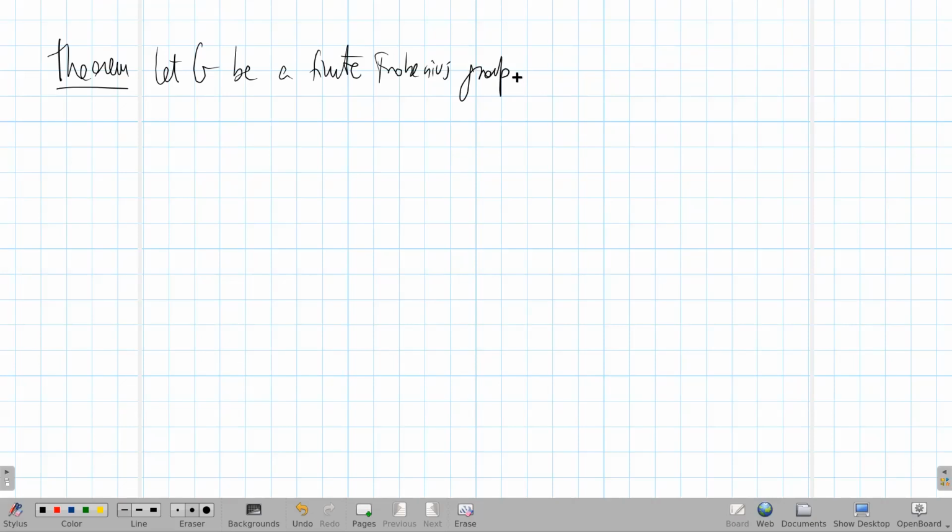Okay, so in this very last lecture of this course, we are going to prove the theorem about the Frobenius kernel, which says the following. Well, so we recollect everything we need. Let G be a finite group, a finite Frobenius group, and H a Frobenius complement.